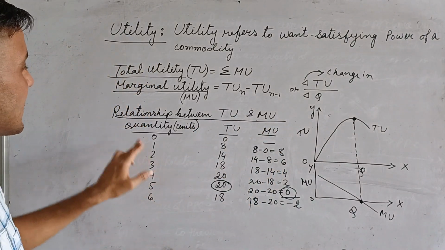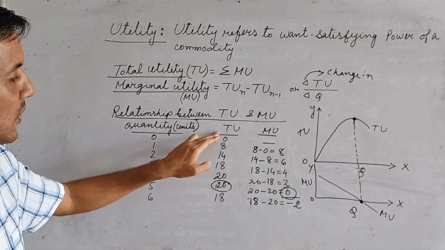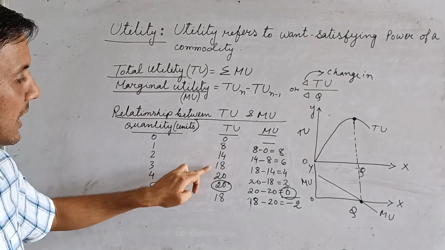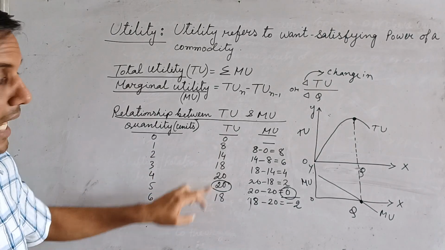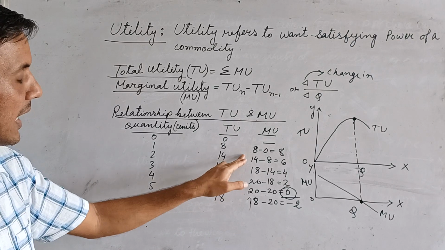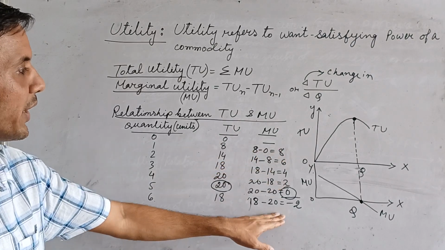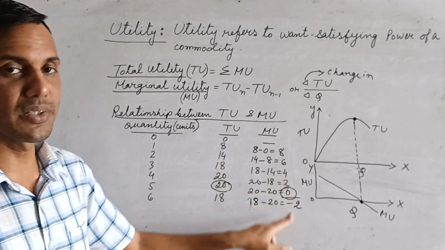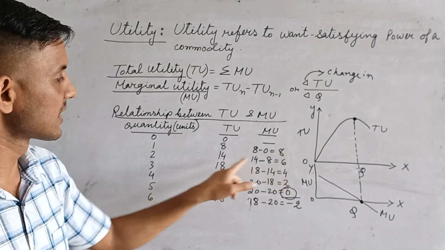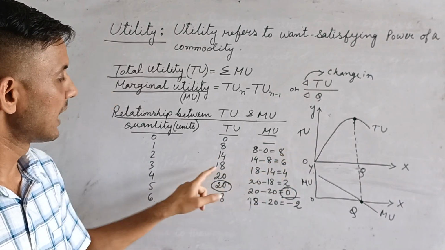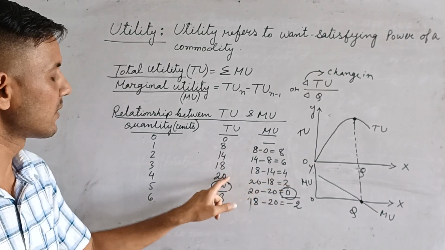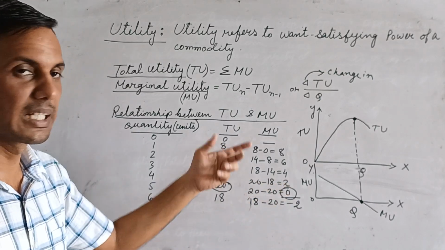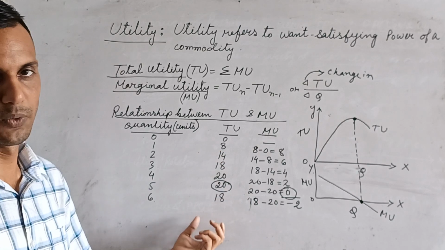So for example, see, quantity 0 to 6, then total utility 0, 8, 14, 18, 20, 20, 18. And if you use this formula, 8 minus 0, 8, like this, we get the value of marginal utility. Again, if you add this marginal utility like 8 plus 6, 14, 14 plus 4, 18, 18 plus 2, 20, 20 plus 0, 20. Like this you can get the total utility.